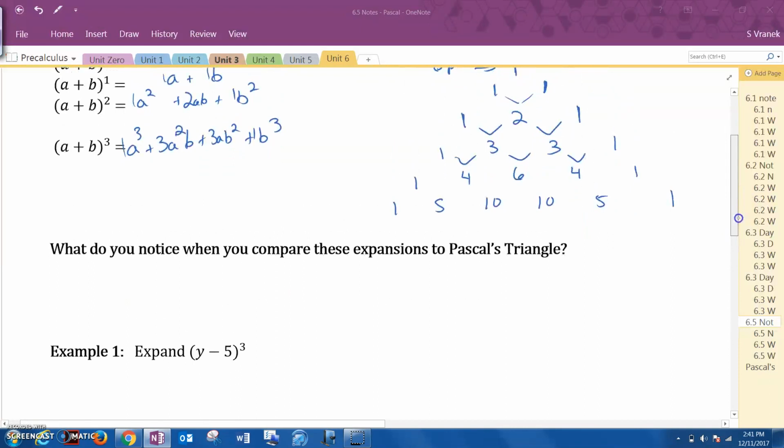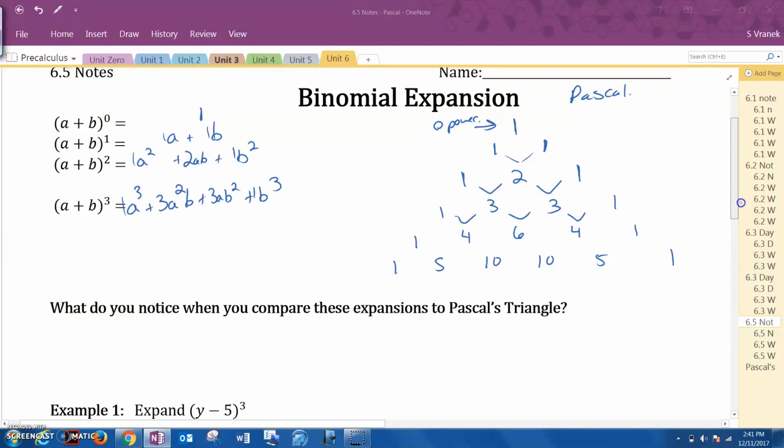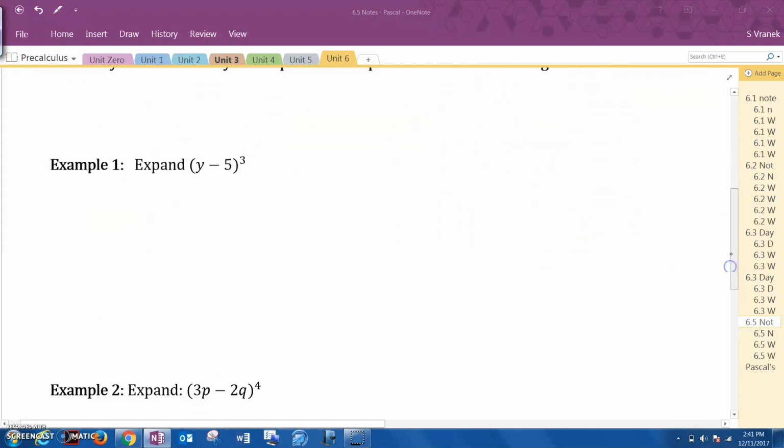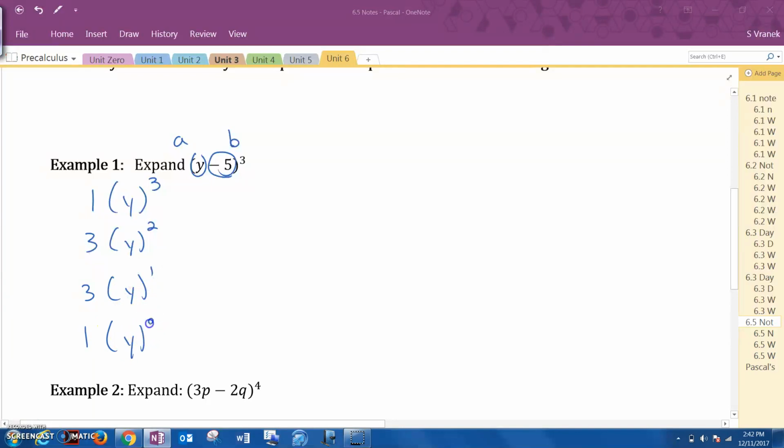So now we're going to expand y minus 5 cubed. So if I look at cubed, first, second, third, the numbers are 1, 3, 3, 1. So I'm just going to put those going down to help me out. This is my a value, and this is my b value. So my a value is y, and I'm going to start with that cubed. And then this is going to go down by a power. So that's how you do the a. And then for negative 5, we start off with a 0, and then we go up a power.